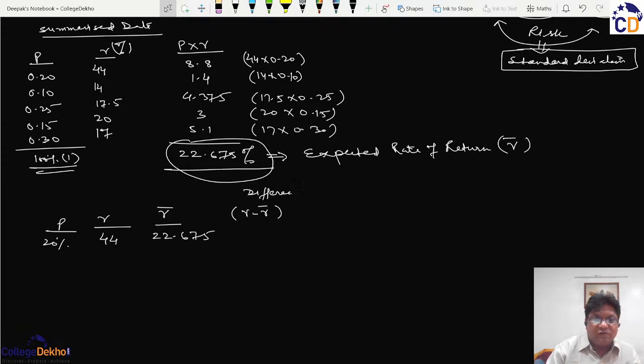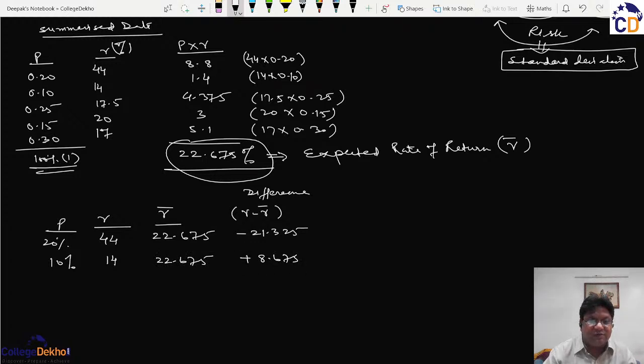So irrespective of whether it is possible, let us not ignore plus and minus now; let us show the exact figure, just to show that this is not important, that you are expecting a decline of 21% from what you anticipated. And there is a 10% probability that you expected a return of 14%, but you are going to get a return of 22.675%. There is an increase of 8.675%.